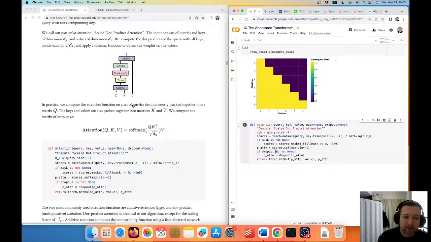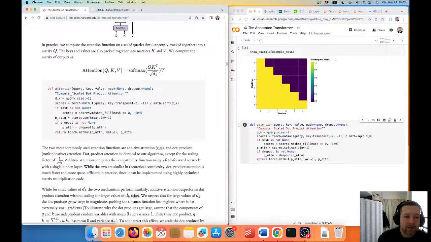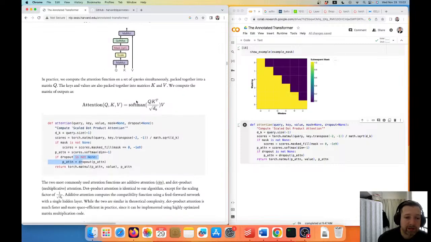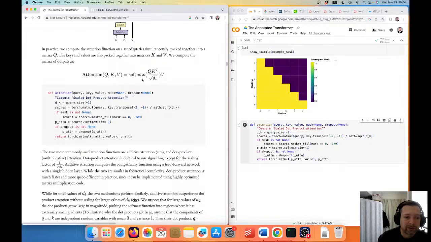Okay, so we understand this. Yeah, this needs to match the query dimension. Okay, yeah, this is this. Then we do the softmax, dropout. It doesn't say that in this equation or in the diagram, but sure. And then this is just an implementation of this equation.